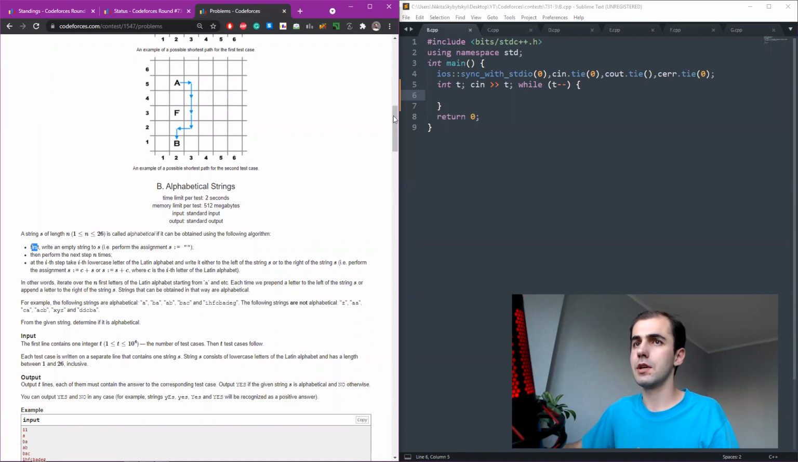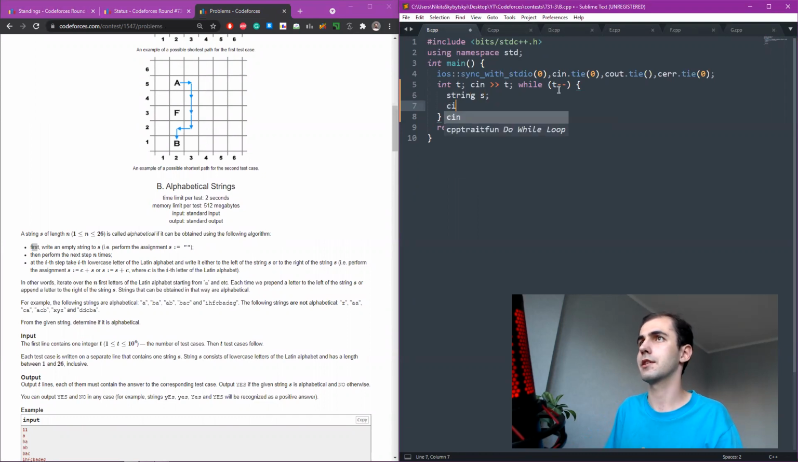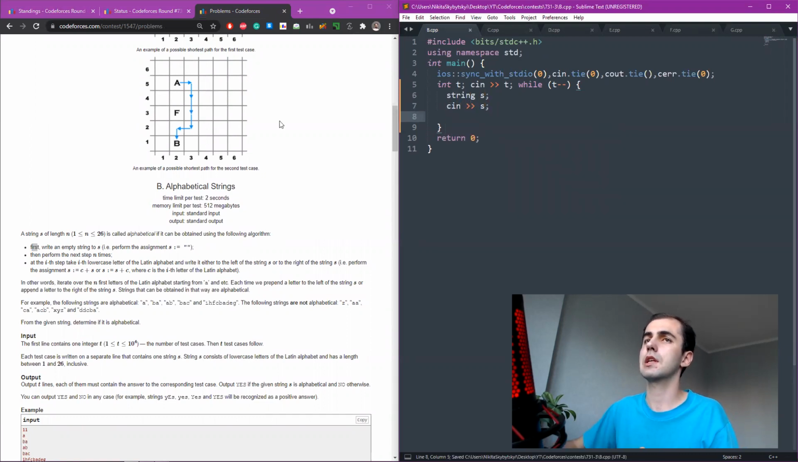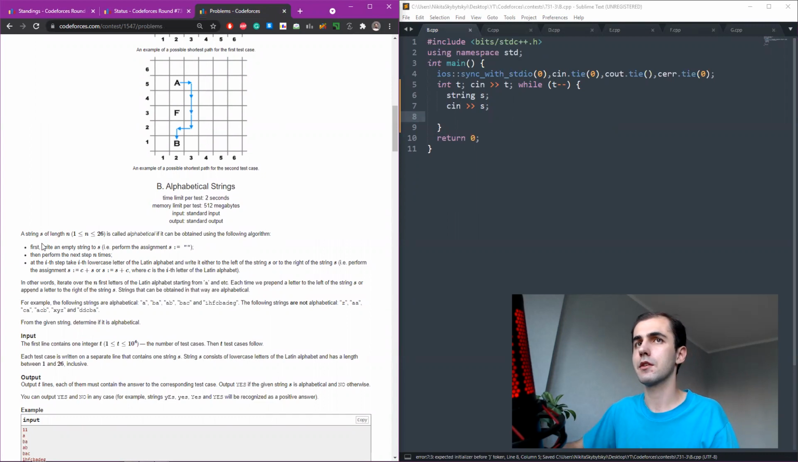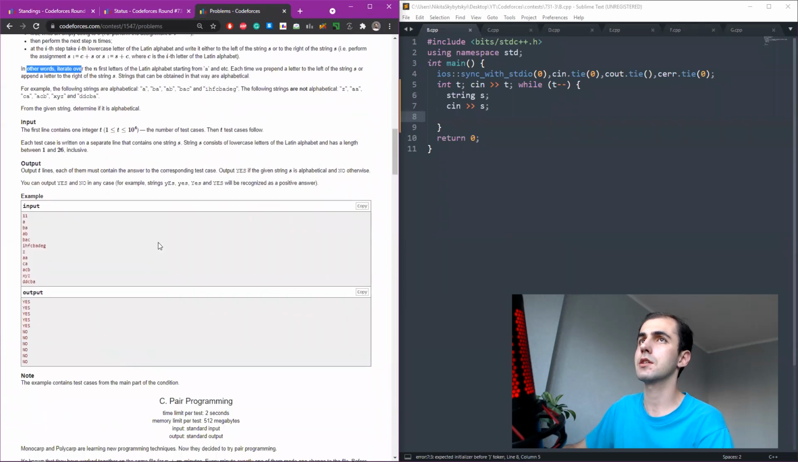So, what are we doing? Each test case consists of one string s. No, they don't even give you a length, so looks like, oh, length is small, okay. Can be obtained using the following algorithm. First, write an empty string, perform the next step n times. At step i, take the i-th lowercase letter of the Latin alphabet and write it either to the left of the string or to the right of the string.